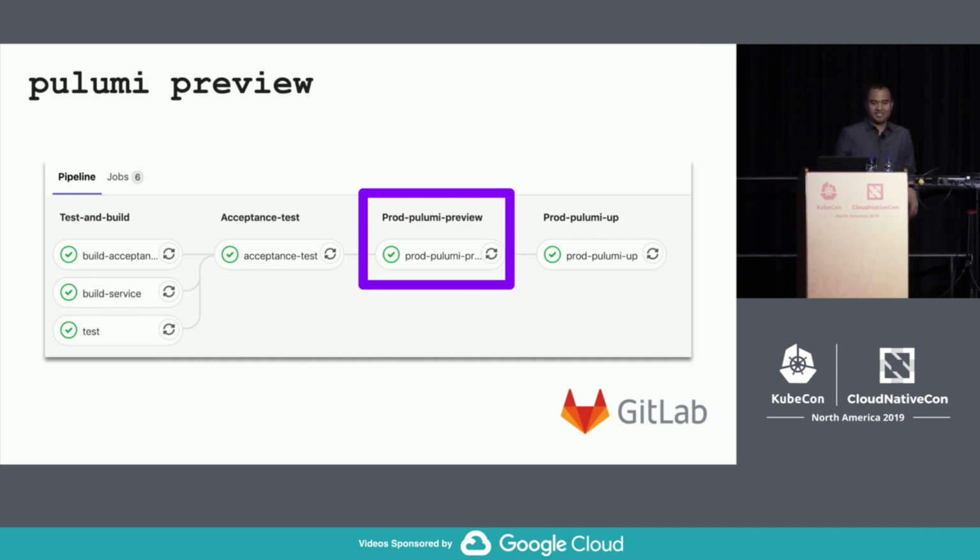Many teams like to incorporate this into their code review process because it gives them a chance to validate all the infrastructure that's going to be changed and all the resources that are going to be changed before they actually move that to prod.